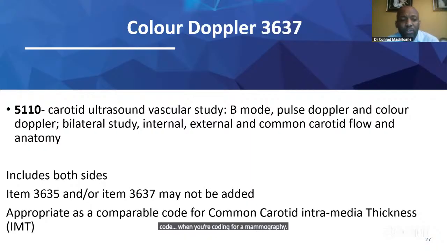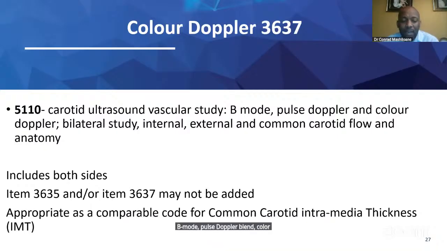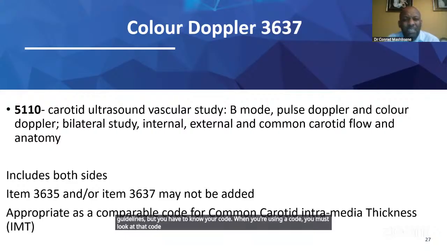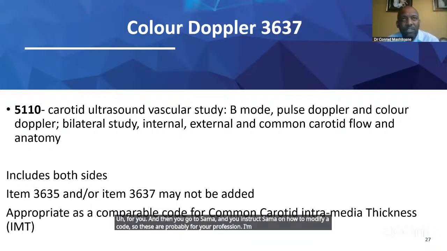For example, you've got other codes that you can use 3637 with, like 5110, which is for carotid ultrasound, vascular study, B-mode, pulse Doppler, and color Doppler. I'm not going to go into the guidelines, but you have to know your code. When you're using a code, you must look at that code and make sure that it's appropriate for you. And then you go to SAMA and you instruct SAMA on how to modify a code so it's appropriate for your profession. I'm only a gynecologist. I cannot speak for urology, for internal medicine. I can only speak for my profession.